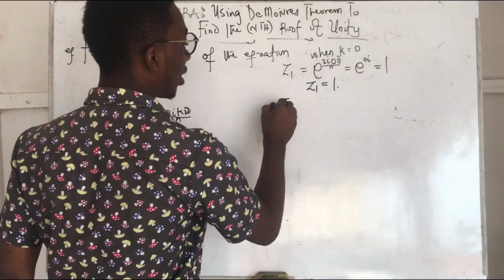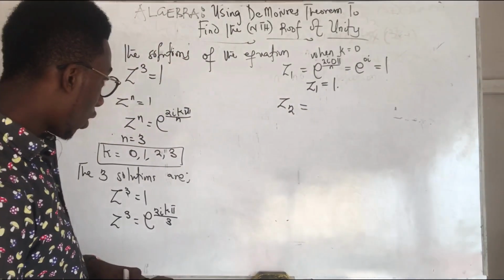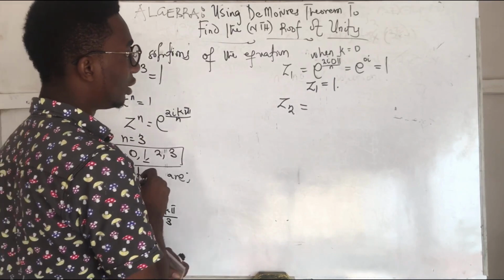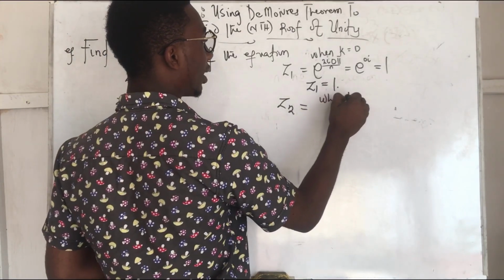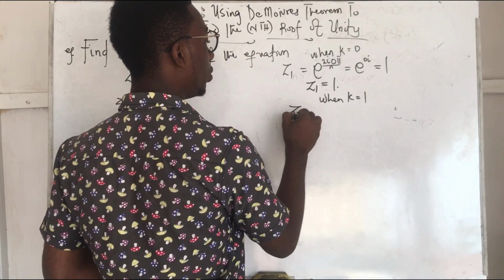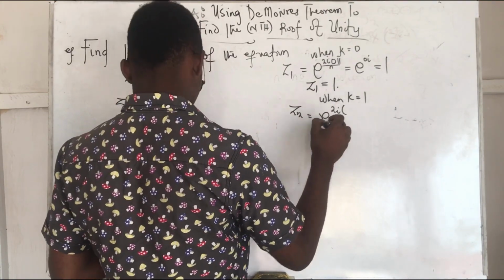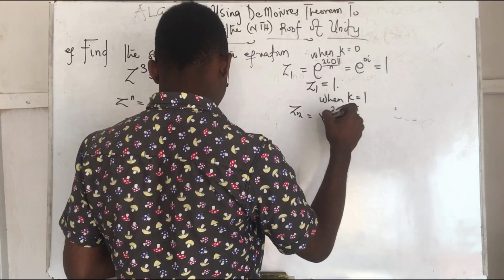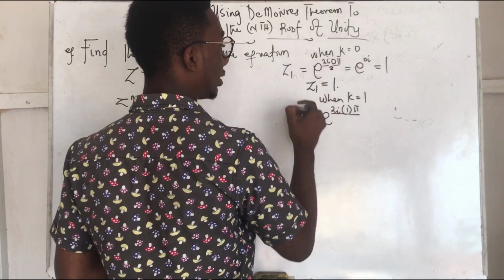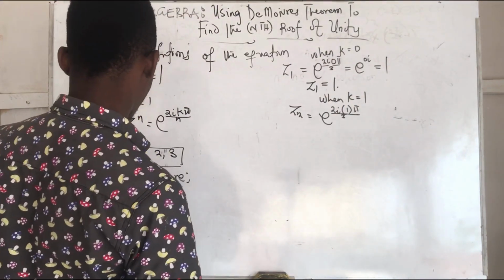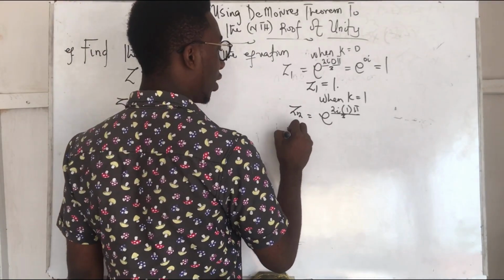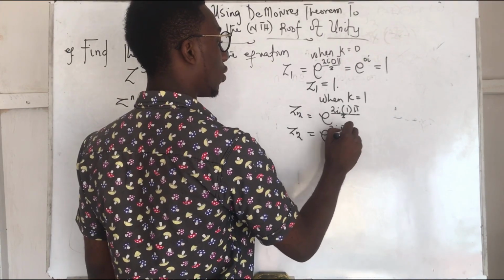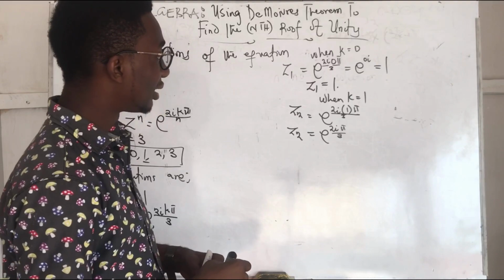Okay, let's look at our second solution, z2. That one will be when k is equal to 1. So when k is equal to 1, z2 will be e to the power of 2i times kπ all divided by n, and n is already 3, so all divided by 3. So z2 becomes e to the power of 2iπ all over 3. And this is our second solution.